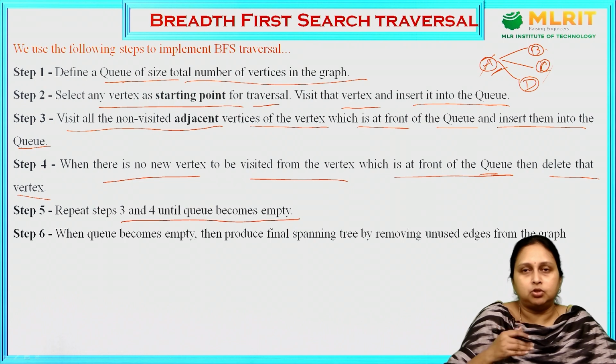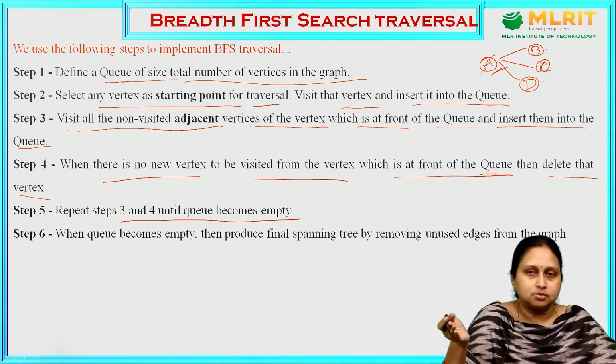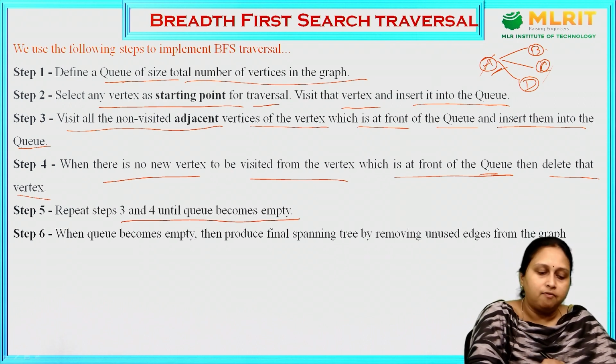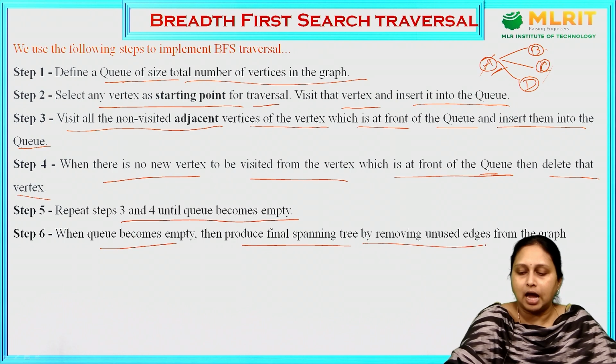That means we need to place all the non-visited vertices into the queue, based on the vertices you have placed. We need to check for the remaining ones also. If you don't have any new vertex that has to be placed into the queue, we just remove them, and this has to be repeated until your queue becomes empty. When the queue becomes empty, then produce the final spanning tree by removing unused edges from the graph.